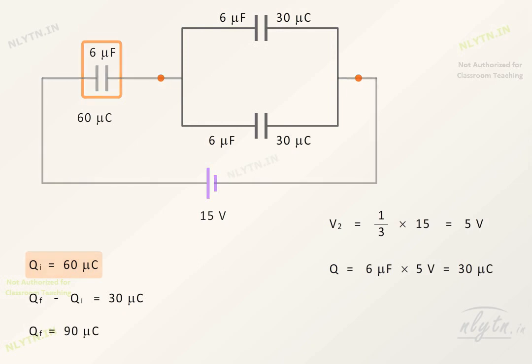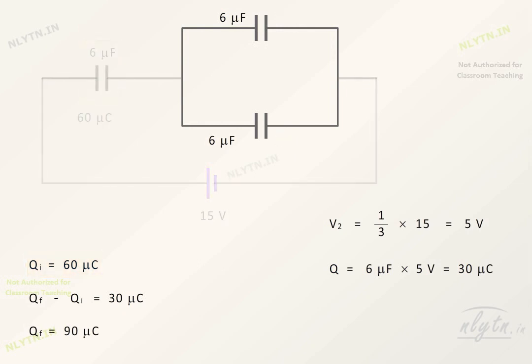Note that as this system is in series with this capacitor, we could directly say that the total charge on these capacitors will be equal to this term. And as these capacitors are equal, this charge will be distributed equally on them. This gives us the same result.